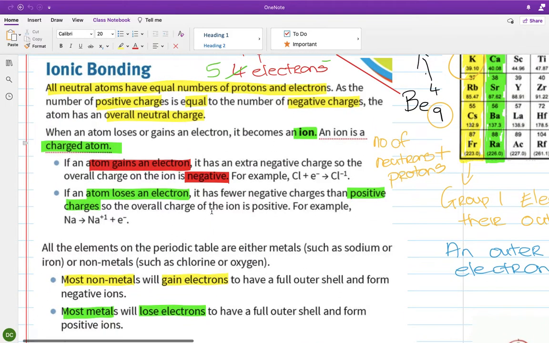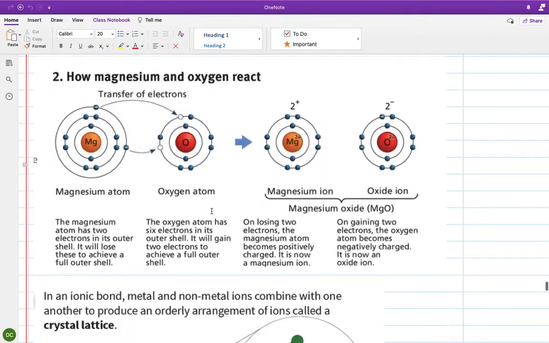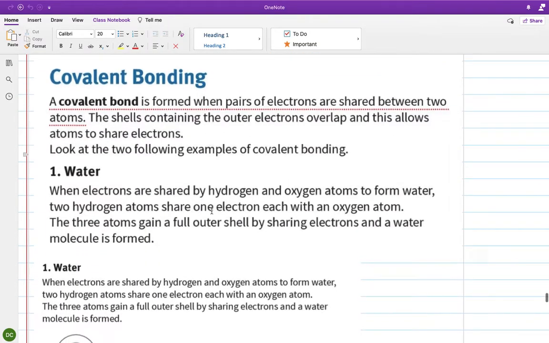Okay, so there's our ionic bonding where the electrons are given away, okay? Today we're going to look at covalent bonding. Okay, so covalent bonding is formed when pairs of electrons are shared between two atoms, okay? Sorry, I always forget that I have to scroll to the same place on the iPad. Just assume they should link up. Okay, so a covalent bond is formed when electrons are shared.